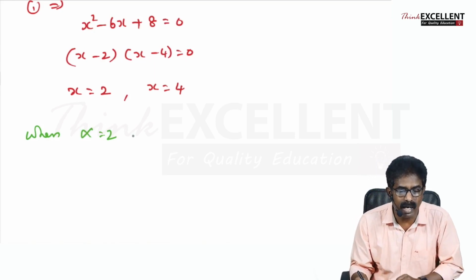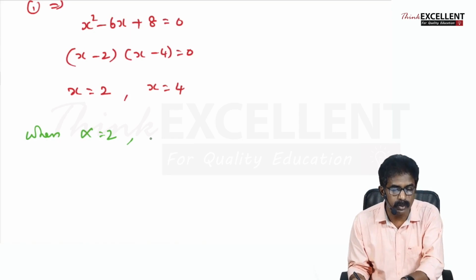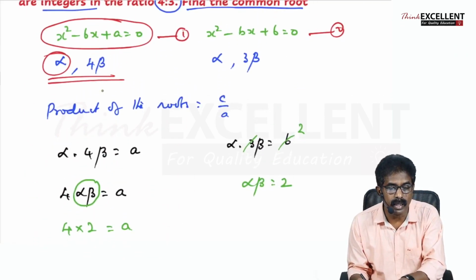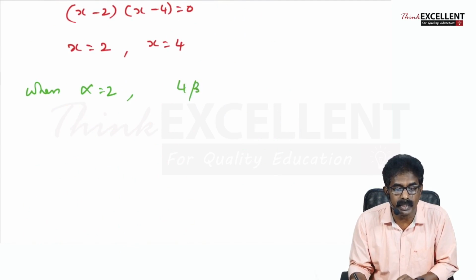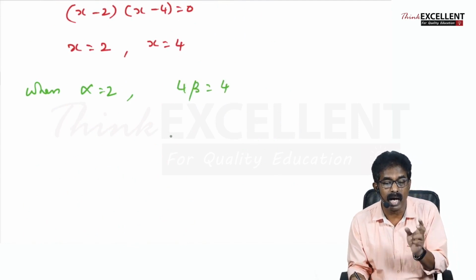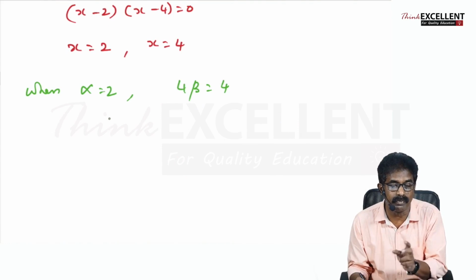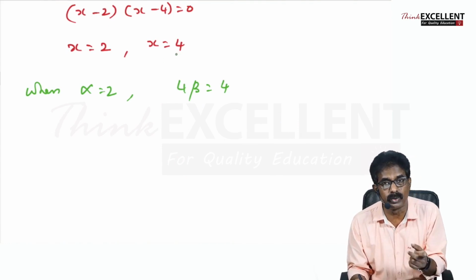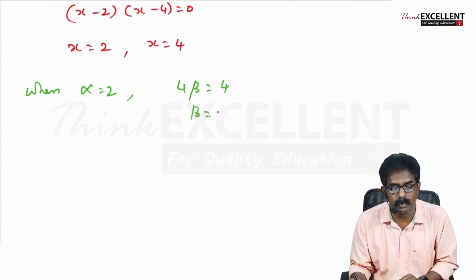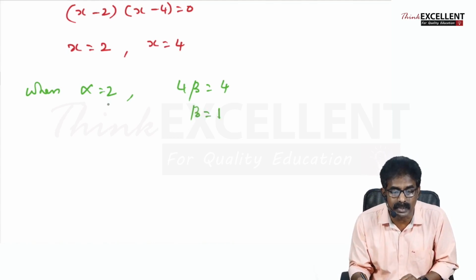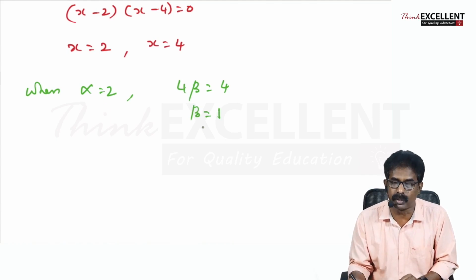If alpha is 2, what about the other root? The other root must be 4 beta, right? What is the other root? 4. 4 beta is equal to 4 because the roots are alpha and 4 beta. If I take alpha as 2, that 4 must be the other root, 4 beta. 4 beta is 4, so beta equals 4 by 4, it is 1. It is acceptable. Alpha equal to 2, beta equal to 1.